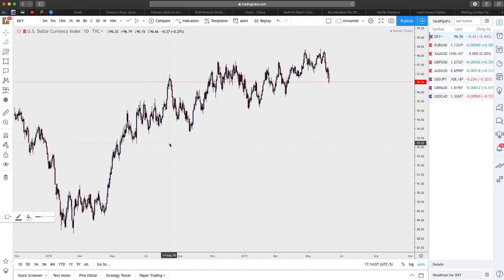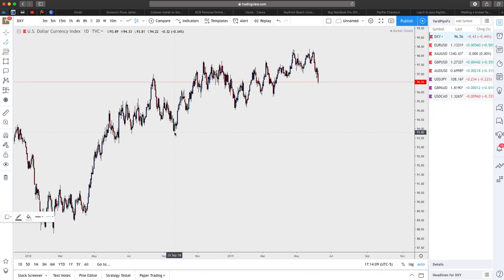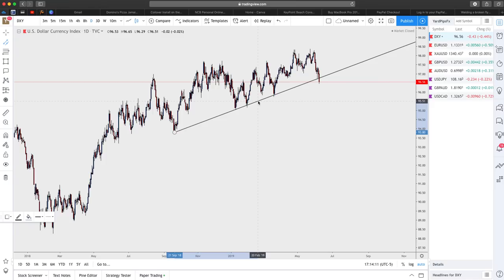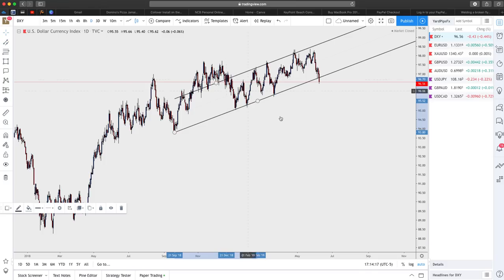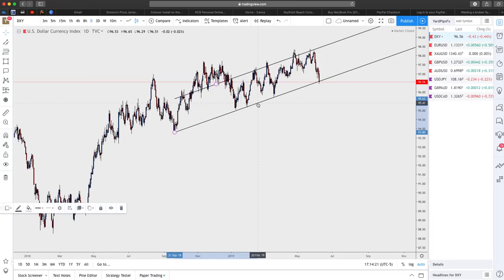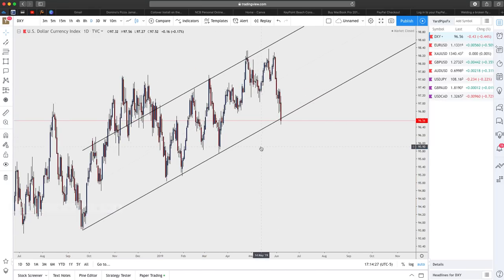Since episode 3, I've been telling you about the DXY and how we can use it to our advantage when trading, right? So the DXY is in a channel. Right now, the DXY is at the base of this channel. Alright, so yeah, DXY is actually at the base of the channel.